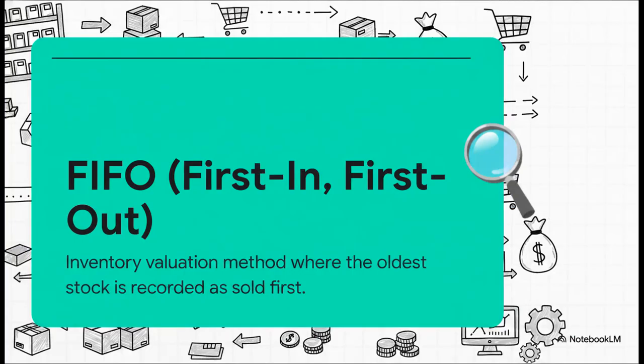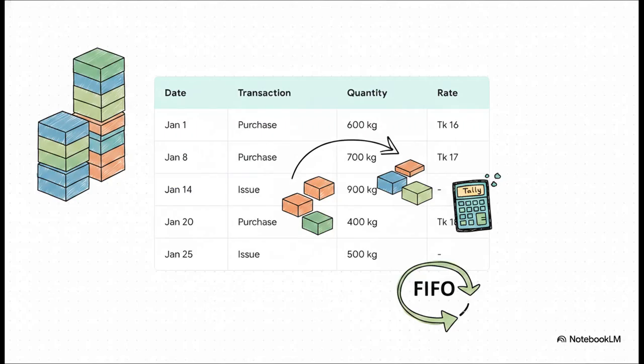To really grasp our final report, we just need a quick refresher on FIFO, first in, first out. It's an inventory valuation method where we assume the absolute oldest stock you purchased is the very first stock that you sell or issue. This is absolutely critical for calculating the true value of the goods you still have sitting on the shelf. Let's walk through this chronological mini-narrative from our source data.